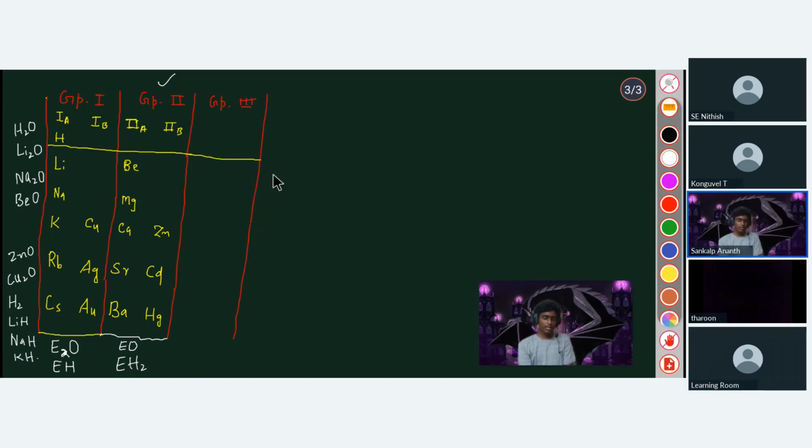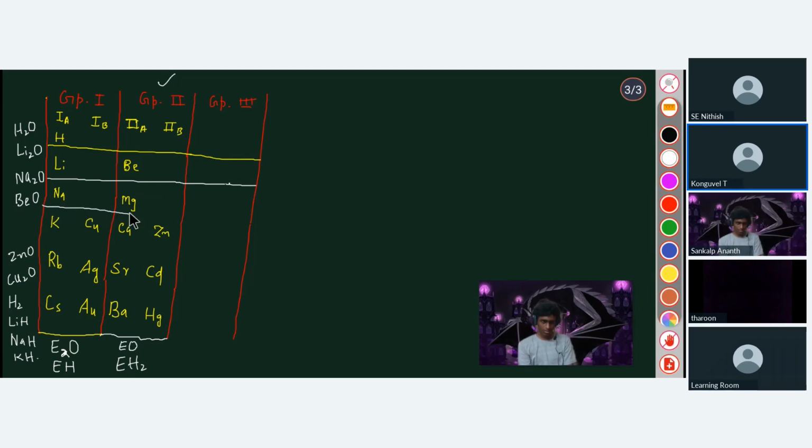Sir, but why are there two groups? If they can keep it in 2A itself, right? Yeah, he could arrange them in separate groups. So that is the limitation, which we will study when we study the limitations of Mendeleev's periodic table.